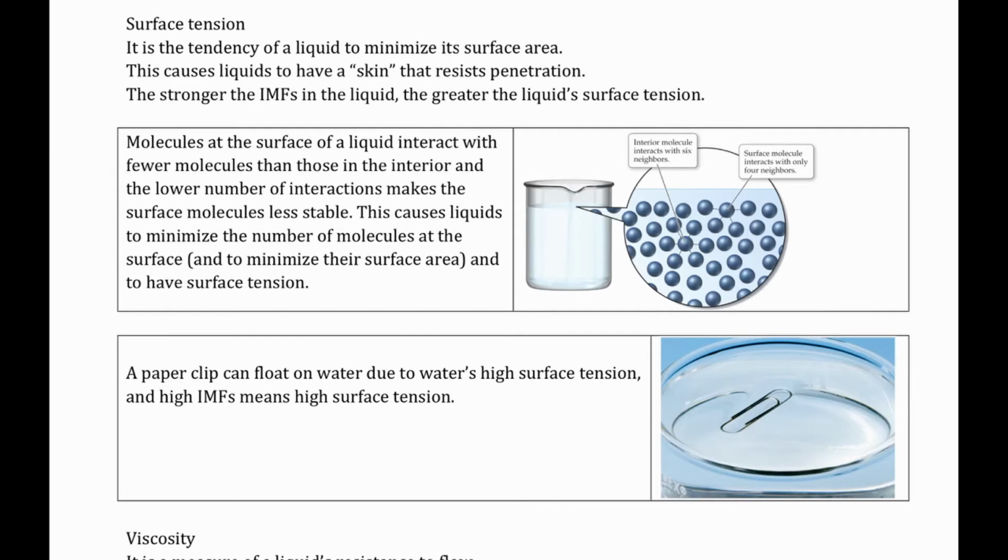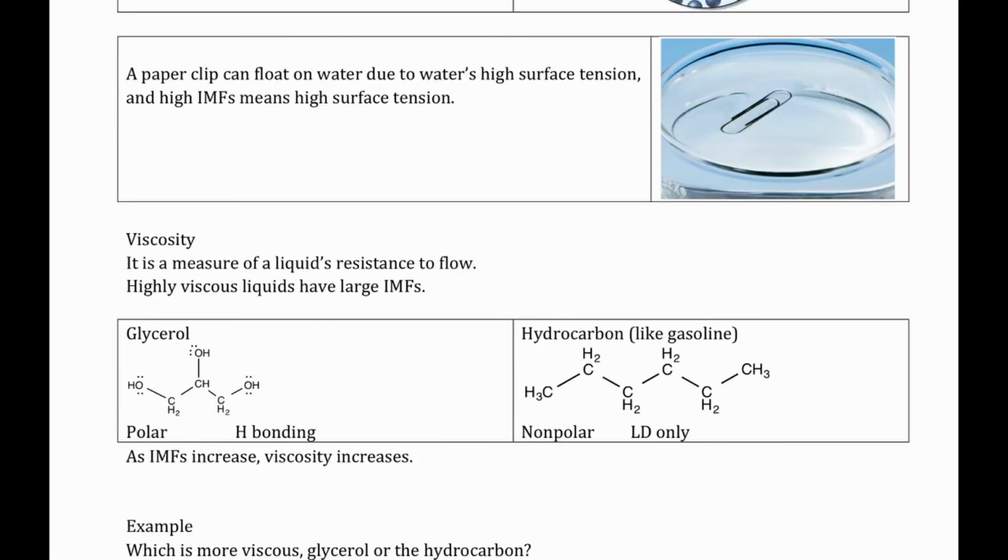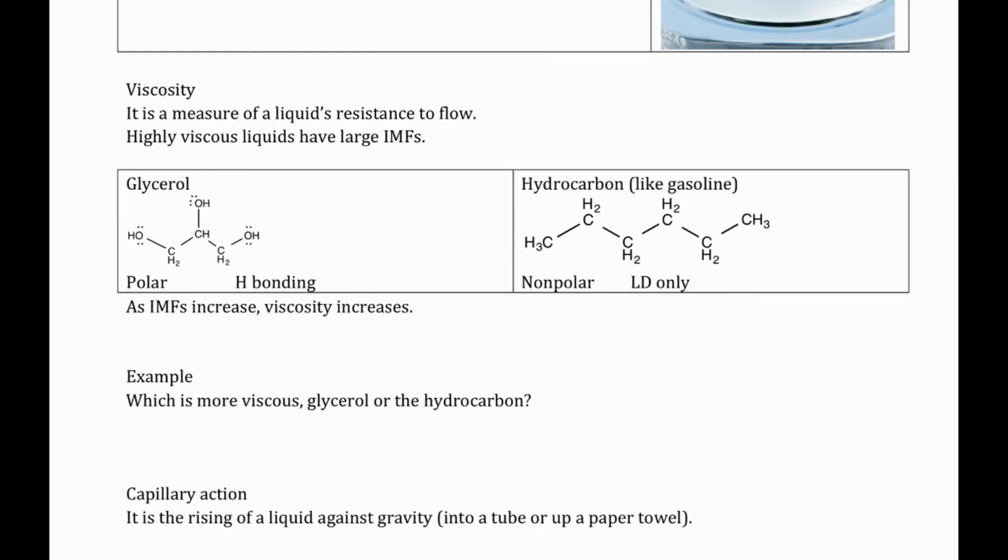Okay, so far of our liquids, we've talked about vapor pressure, that's a measure of IMF strength. They have boiling point, that's a measure. We have surface tension, that can be used as a measure. And next we'll talk about viscosity, which can also be used as a measure of IMF strength. Viscosity is a measure of a liquid's resistance to flow. Highly viscous liquids have large IMFs. To be highly viscous means to resist flowing.